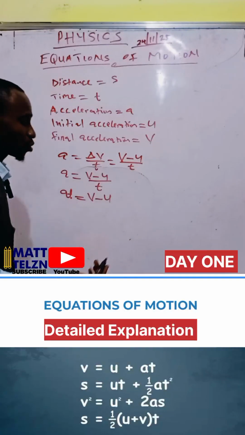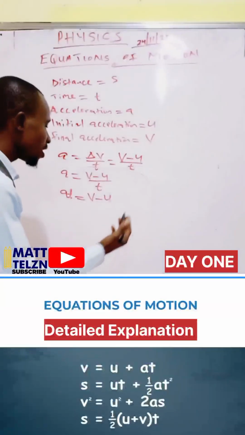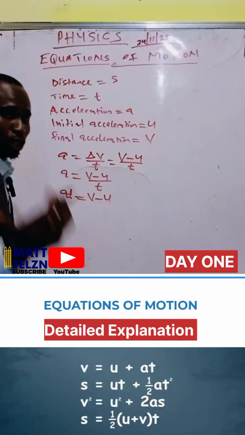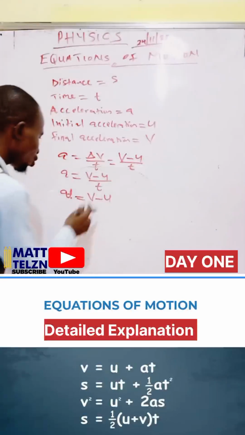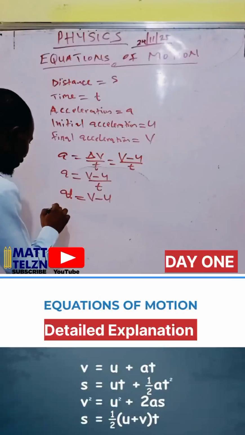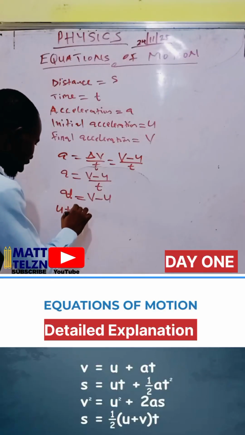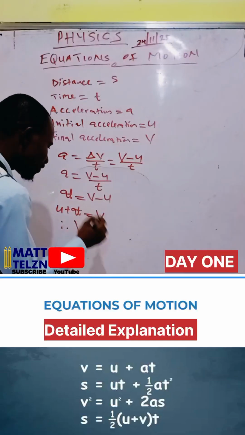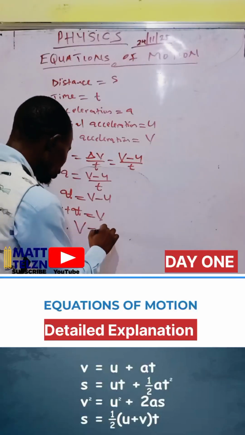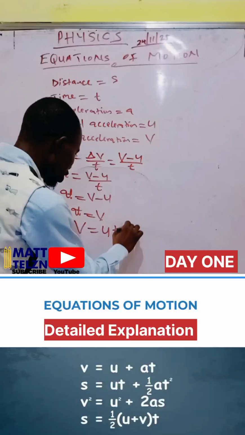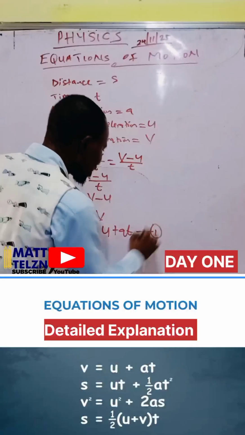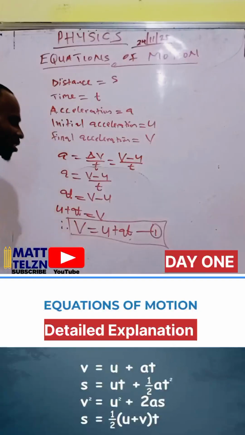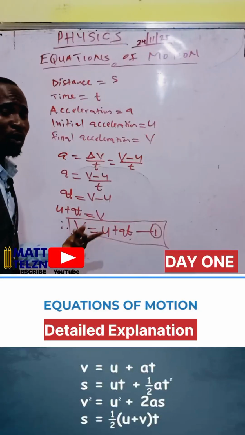Make v the subject of the formula, which is the final velocity. That means I'm going to carry u to this side, which will turn to a plus sign. So rearranging, I'm going to have u plus at equal to v. Therefore my final velocity is equal to u plus at. This is the first equation of motion.